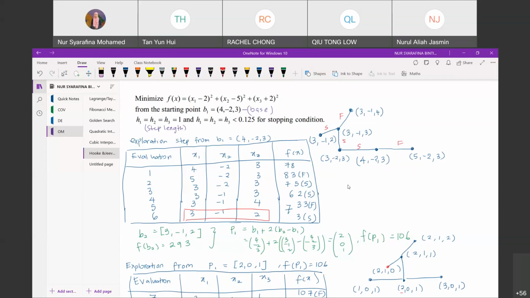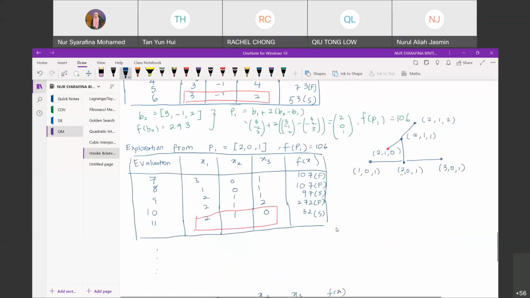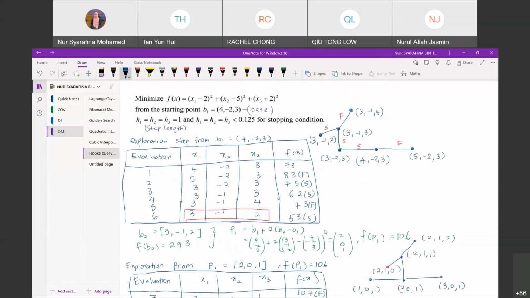This one is 53. So 78. This one is fail. This one is success. This one is success. This one is fail. This one is success. So this is your new base, right? Okay, you can check. Then B2, this one should be 53. FP1. FP1 is what? FP1 is 34.